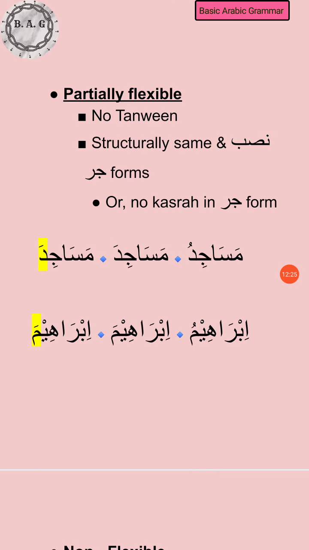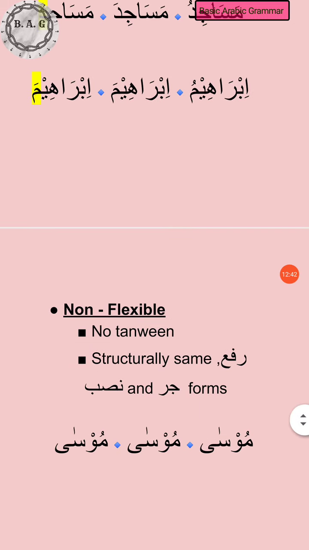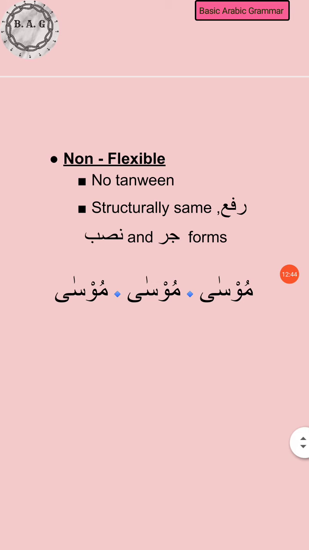Now, this Ghair Munsarif group has a couple of categories in it. Many names are included in this, and we're going to study this exhaustively in the next lesson, which is lesson 5b. We'll touch on this subject again. Next, we have the non-flexible group.